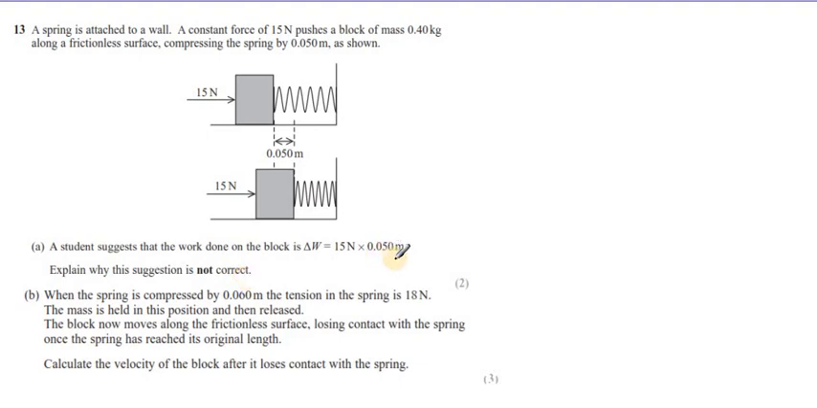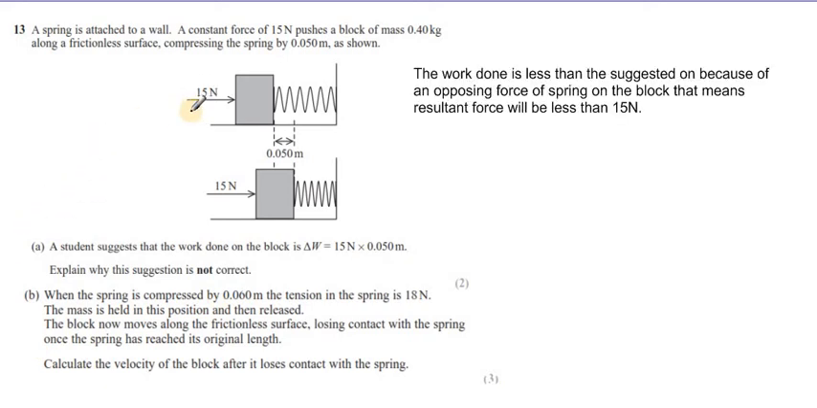Yes, the work done cannot be just force times extension, because the force throughout the displacement is not a constant force. Inside the spring, as it is compressed, this object experiences an opposing force from the spring, and this opposing force reduces the 15 Newton. That means you have a resultant less than 15 Newton, so the work must be less than the suggested one.